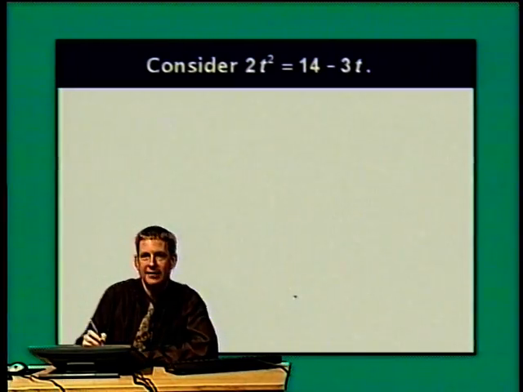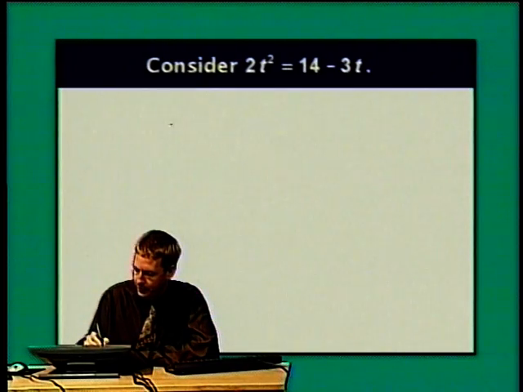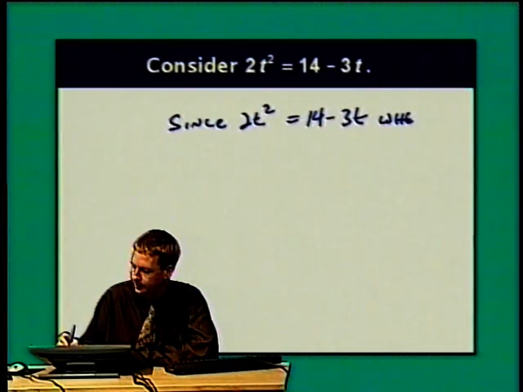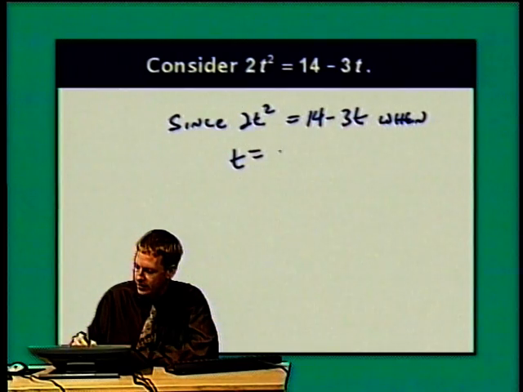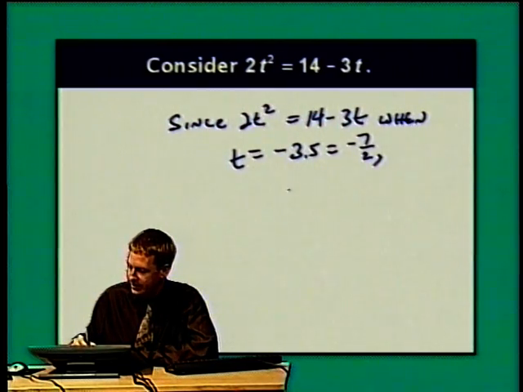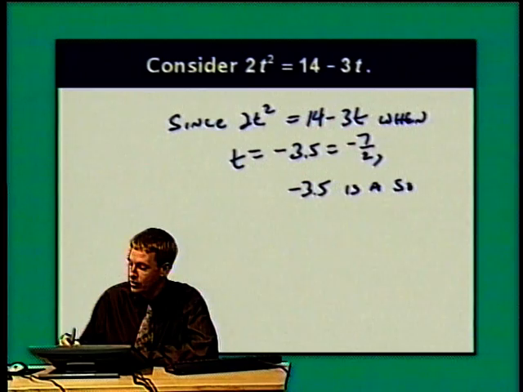So I can go ahead and say that since 2t squared equals 14 minus 3t when t equals negative 3.5, which in turn equals negative 7/2, we can say that negative 3.5 is a solution to the equation.